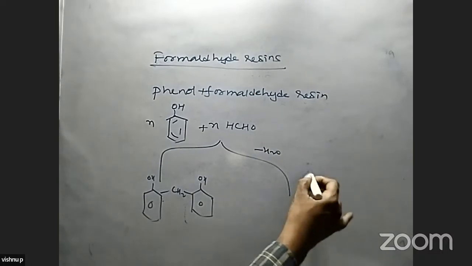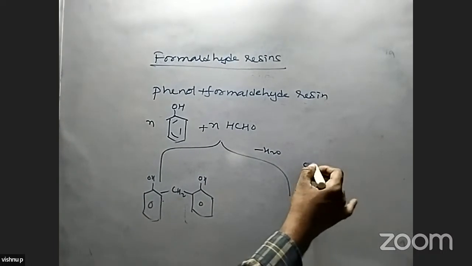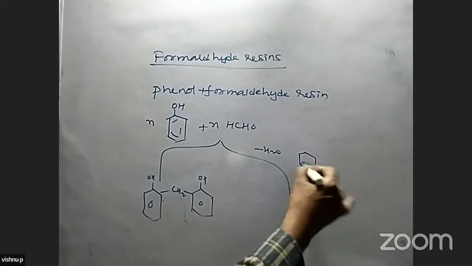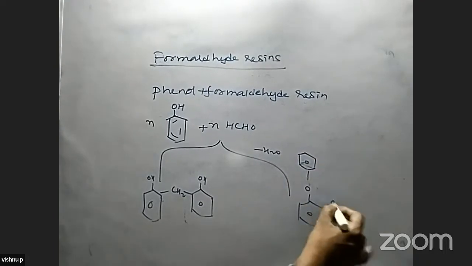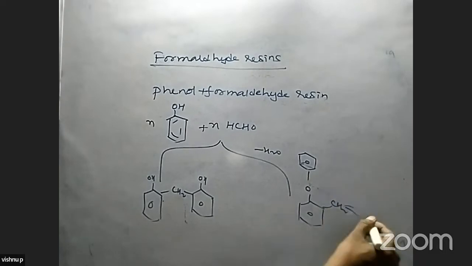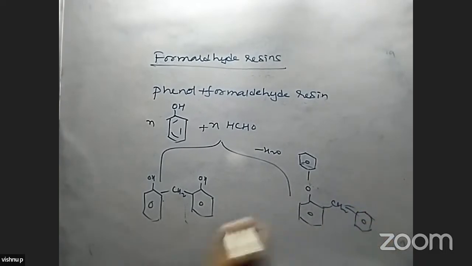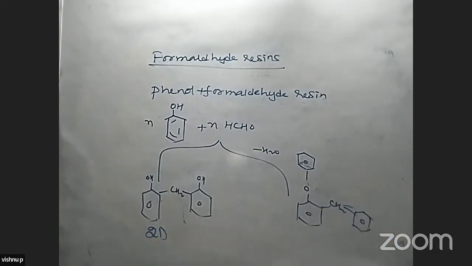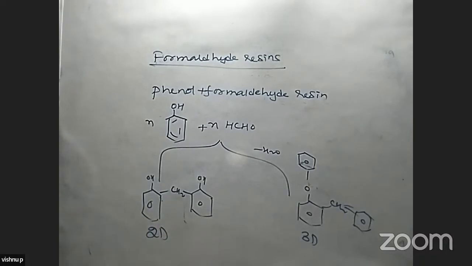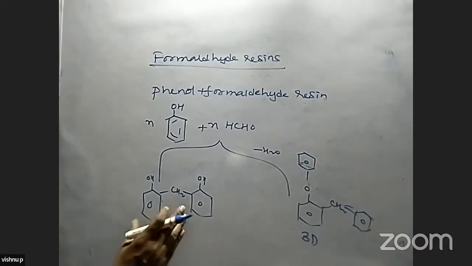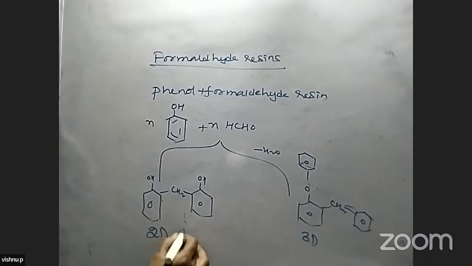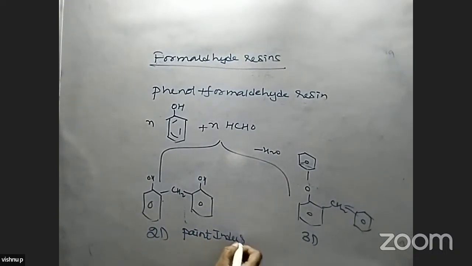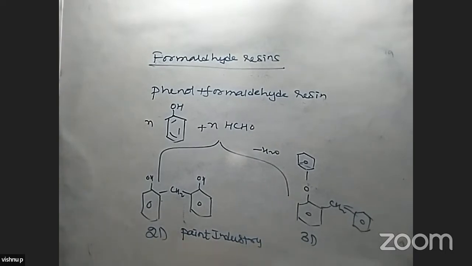So here also one bond is formed. Again, one more unit is added, and it is arranged in a 3-dimensional way also. This arrangement is possible. So if it is arranged in a 2-dimensional way, what is its important use? It is used in paint industry generally. Paint industry mainly.